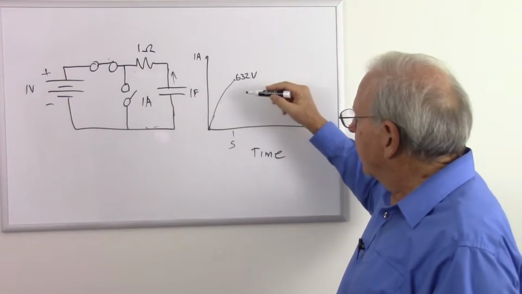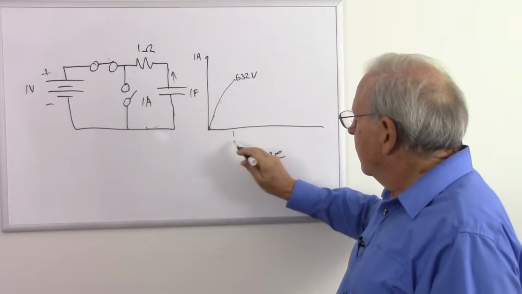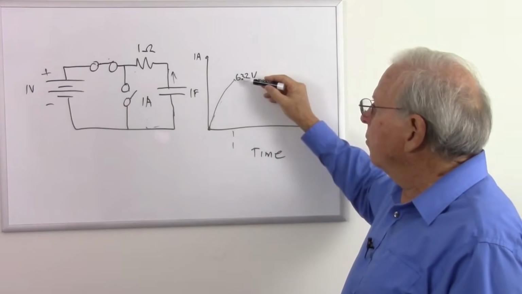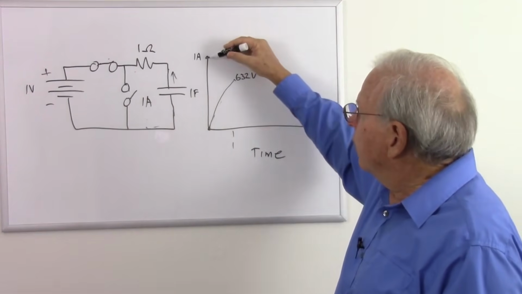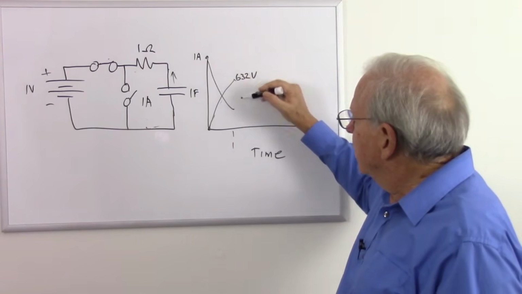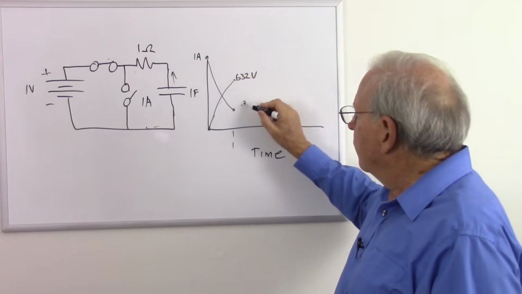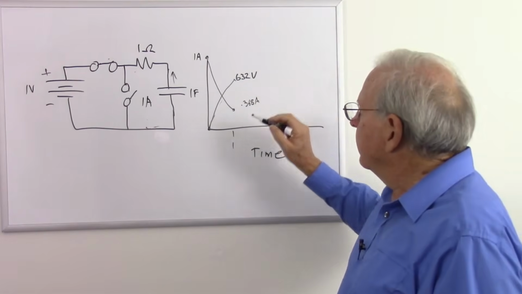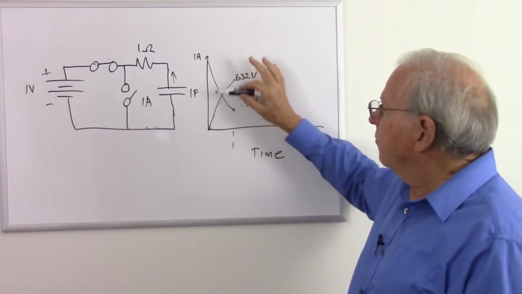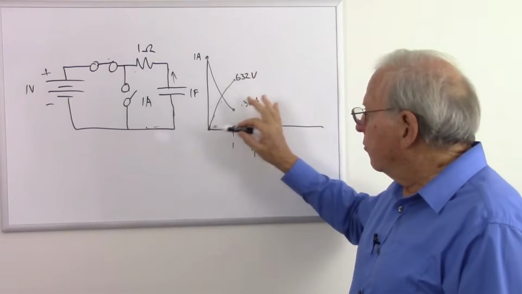But after 1 second, we're going to get to 0.632 volts. And the current is going to drop down from 1 amp to 0.368 amps. So we start out at first, we have our maximum current and 0 volts.